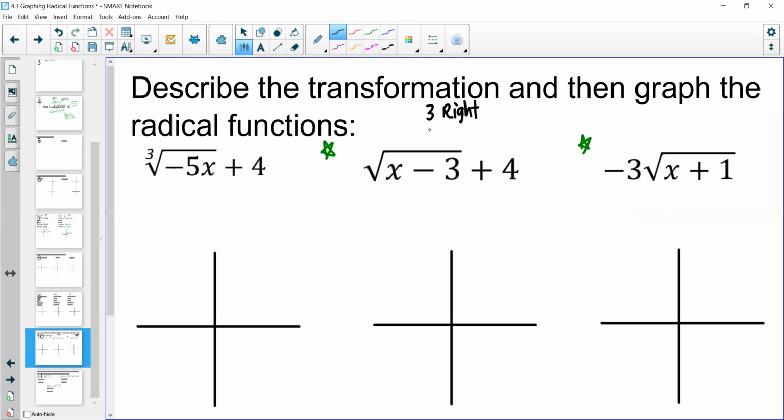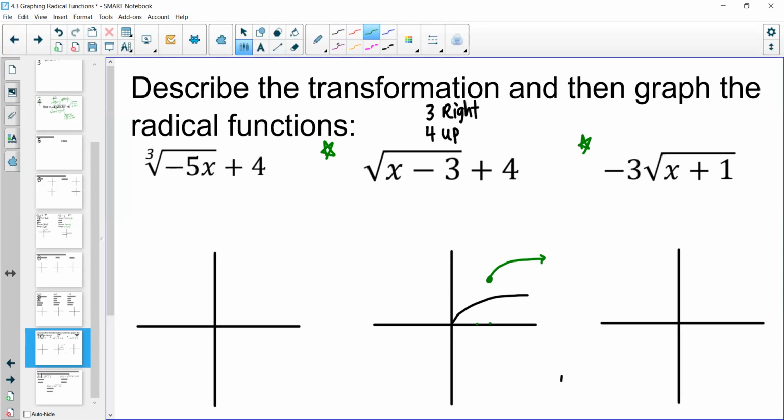And this +4 tells us that it's going to go 4 up. And we also know that it's a square root function. So if the original one is here, our new one is going to go to the right 3: 1, 2, 3, and it's going to go up 4. And then it's going to look exactly the same. So notice how it shifted.